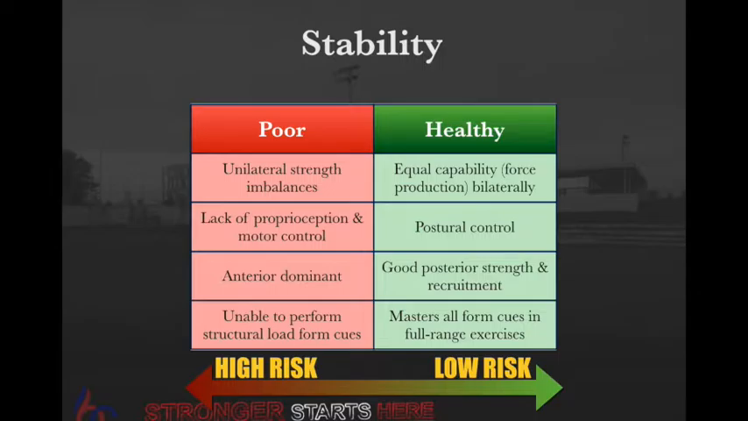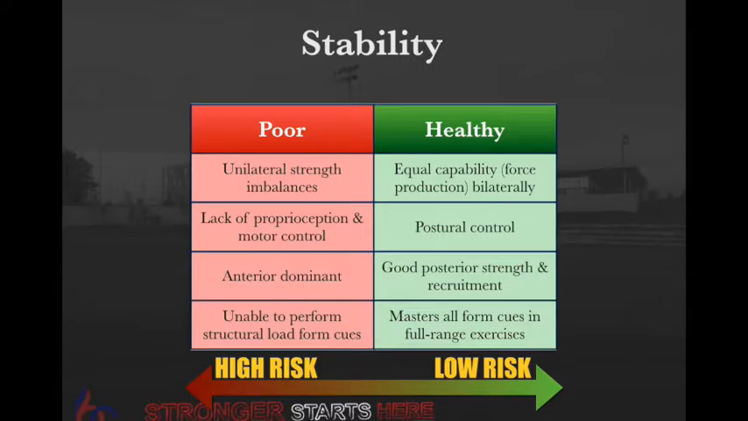Moving into stability, we see a similar pattern here. In poorly stable people that have poor postural control and reduced stability, we're looking at unilateral strength imbalances. They seem to show better strength or postural control or balance on one side of their body than they do the other. And this can be assessed as simply as by asking somebody to stand on one foot or hop on one foot or land on one foot from a drop landing. They have a lack of proprioception and motor control when performing a skilled movement. They're wobbly all over the place, for example, when performing something like a lunge.